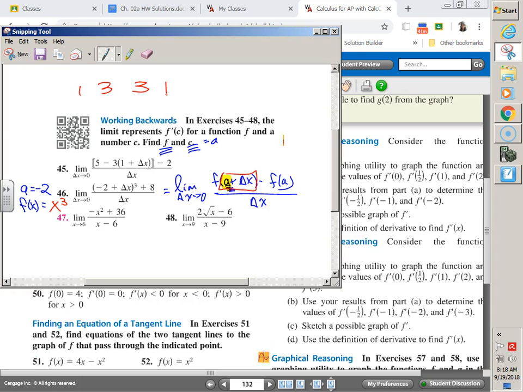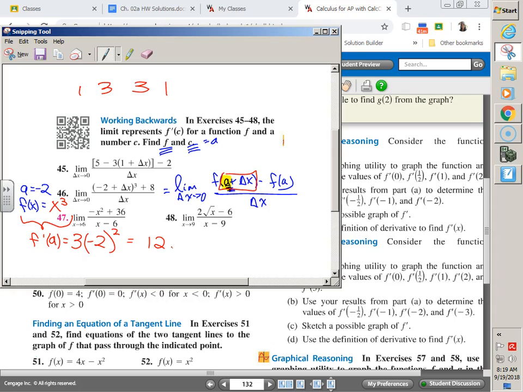But today we're going to basic shortcut rules. If we can figure out who is f and who is a, f prime of a is easy. Use the power rule and plug in negative 2. After all the work that I would have done, what would be our final answer? 12. Done.